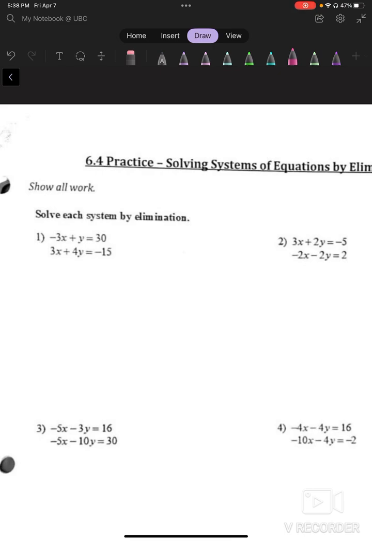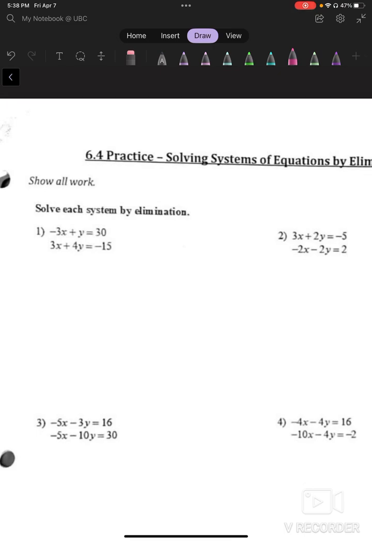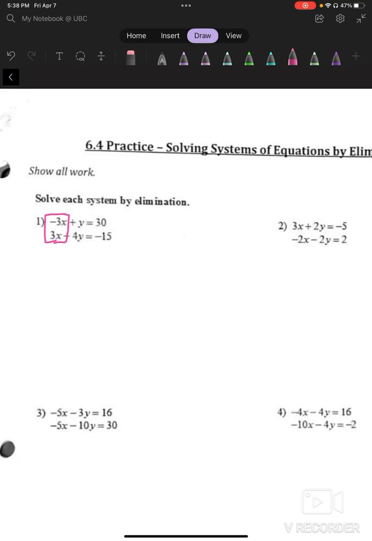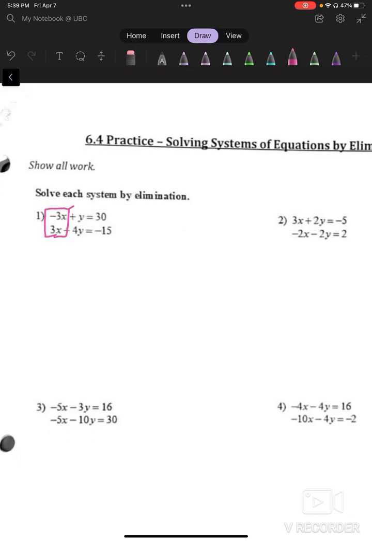And then you add the two equations together. So negative 3x and positive 3x are going to add up to 0, which is why this way works, because you're getting rid of one of the variables and then you can solve for the other one. So here this is going to equal 0, and then you add y and 4y together, that's going to be 5y, and then you add 30 and negative 15, that's going to be 15. So y equals 3.